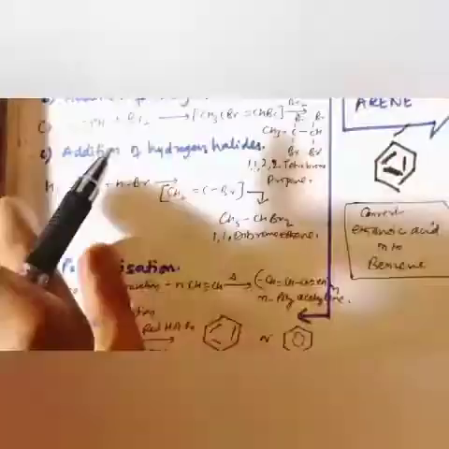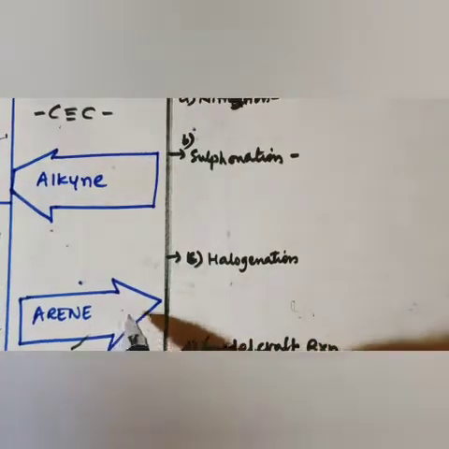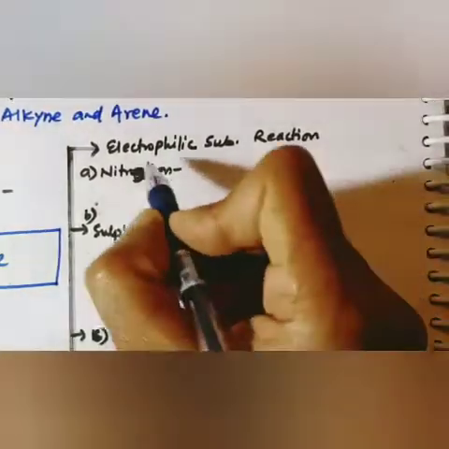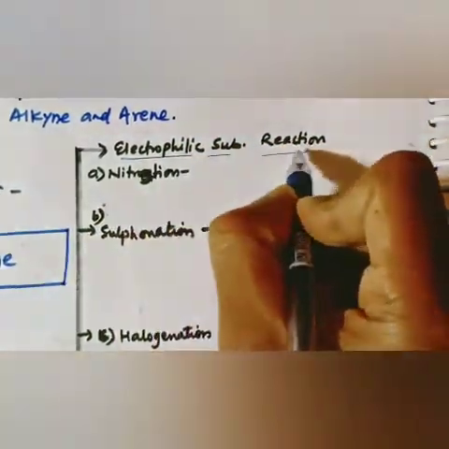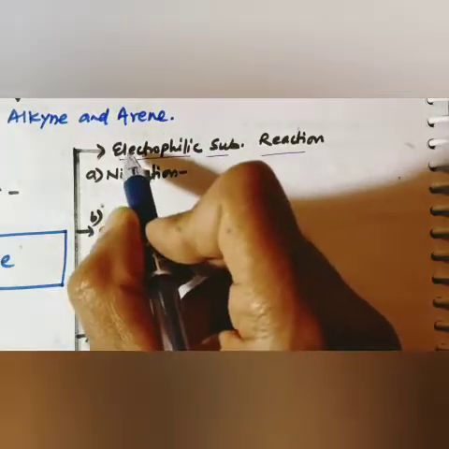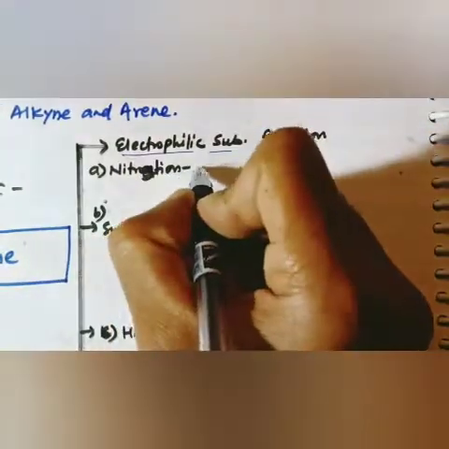Okay, now dear student, after this, the chemical properties of arene, that is benzene. The first chemical property of arene is electrophilic substitution reaction. We have already studied this in the previous chapter. What is the meaning of electrophilic? Electrophilic means those compounds which attack the hydrogen on the carbon compound. So first is nitration.